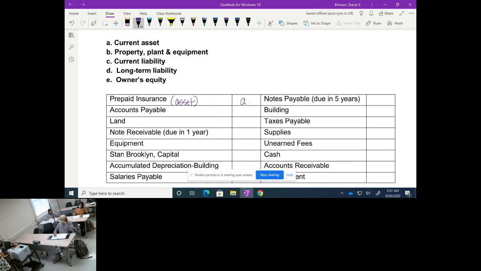wisely. Okay, accounts payable. What kind of account is accounts payable? It's a liability. How fast are you gonna pay it? Pretty quickly. Yeah, so it's gonna be a current liability. All right, what about land? It's an asset. I was gonna say fixed asset. Yeah. Generally it's an asset, but which category would it fall under?